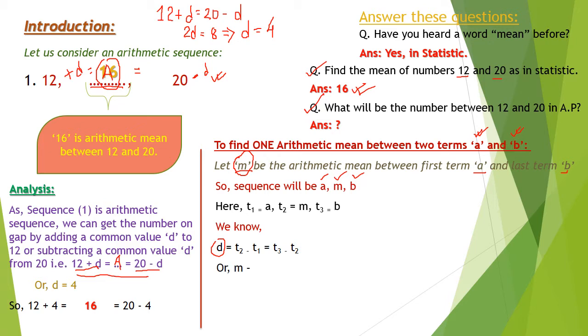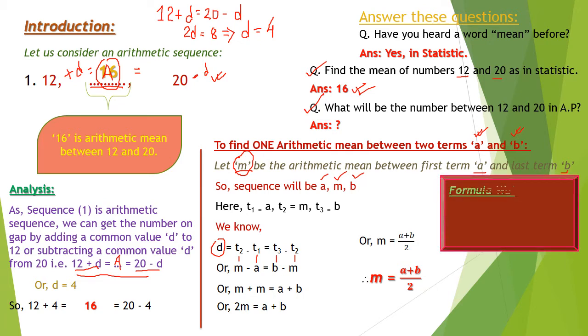Now let's substitute the values. T2 is M, T1 is A, T3 is B, and T2 is M. So let's arrange the like terms. M plus M is equal to A plus B. So M plus M will be 2M. 2M is equal to A plus B, or M is equal to (A plus B) by 2. So this is the formula to find one arithmetic mean between 2 numbers.